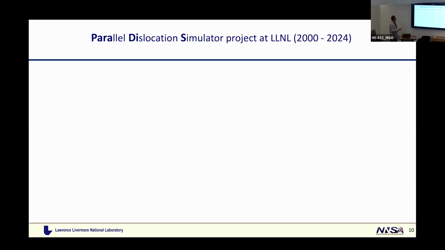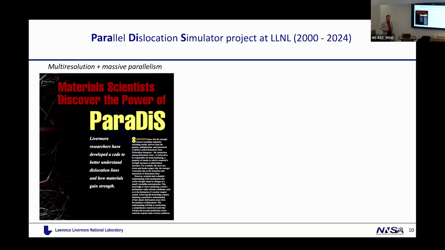But now about computability. At the time I joined the lab, there were dislocation dynamics codes, but they were really only able to produce a minuscule fraction of the plastic strain required to actually compute plastic strength. We thought to change that, and this is what we decided to engage. So in 2000, I started the Parallel Dislocation Simulation project, abbreviated ParaDiS. And the idea was to meaningfully engage multi-resolution and massive parallelism in computing, in evolving these dislocations.